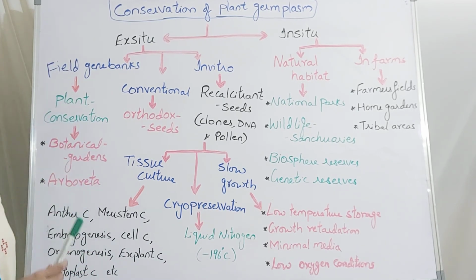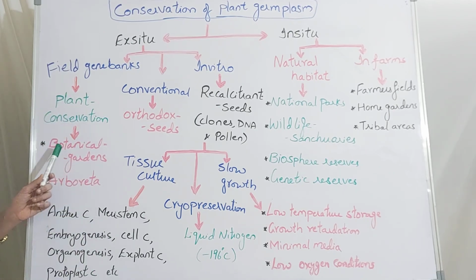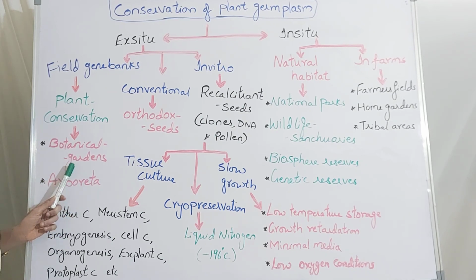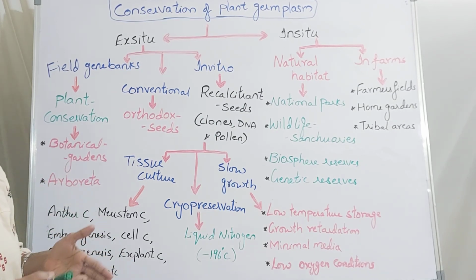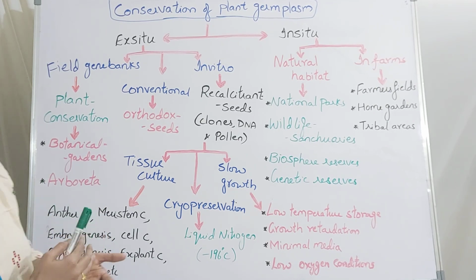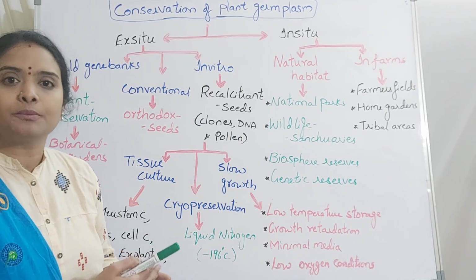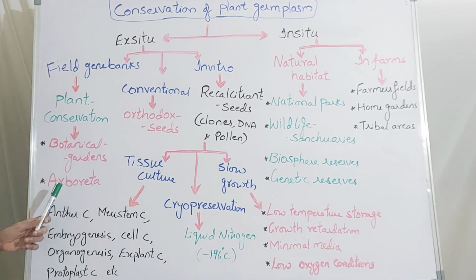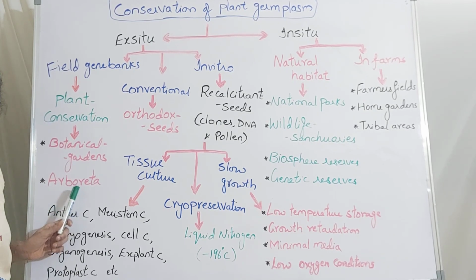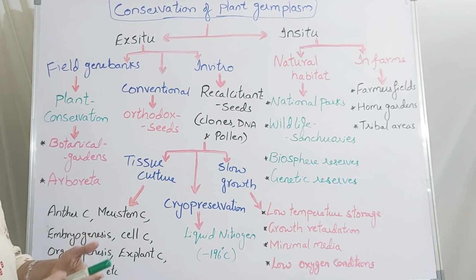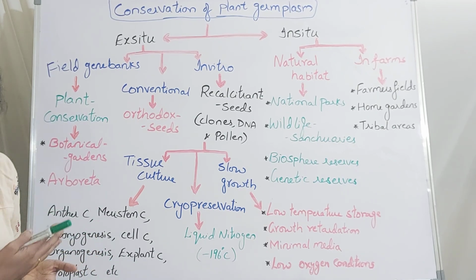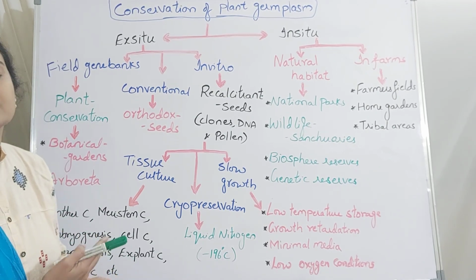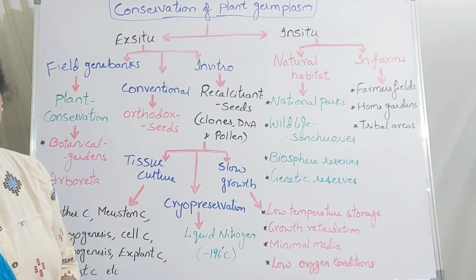Here the plant conservation can be done in two ways. The first one is botanical gardens. In the botanical gardens, the particular plant species will be grown and these trees or plants are given botanical name plates, right? So that is the botanical gardens. Otherwise you can conserve them in arboreta. What are arboreta? These are the areas where you grow trees and plant species for research or educational purposes, right?